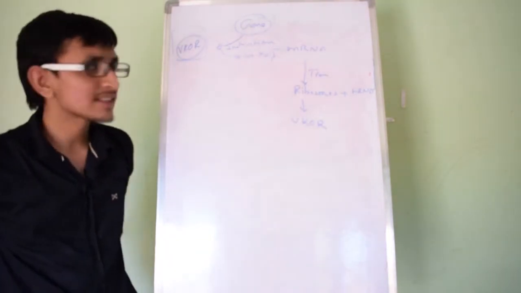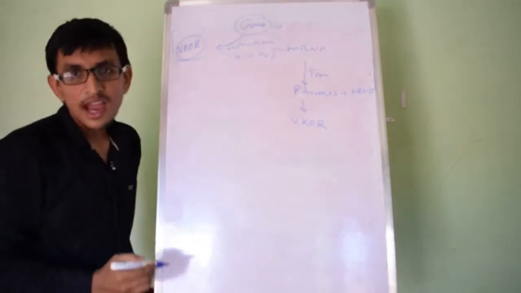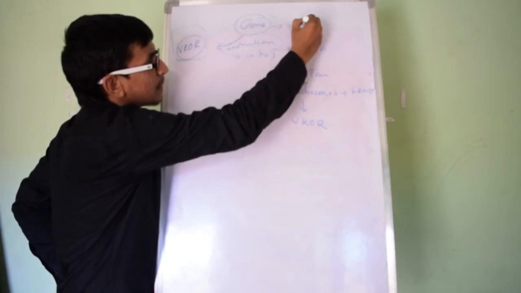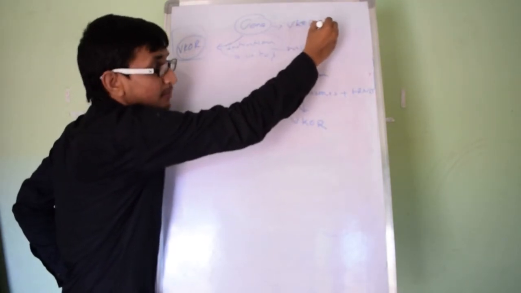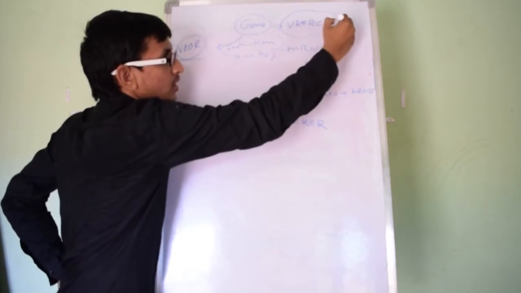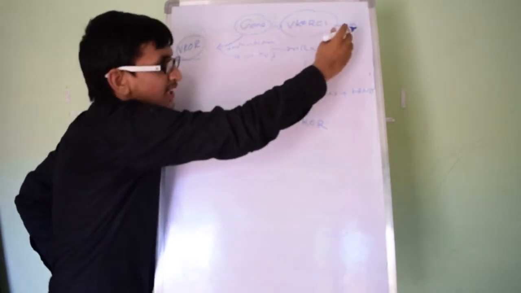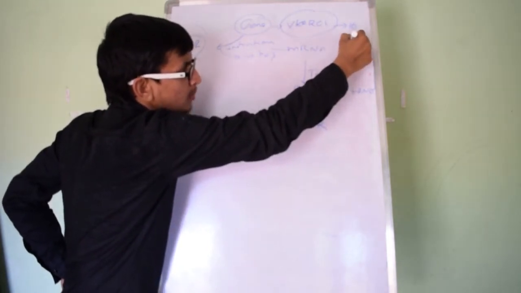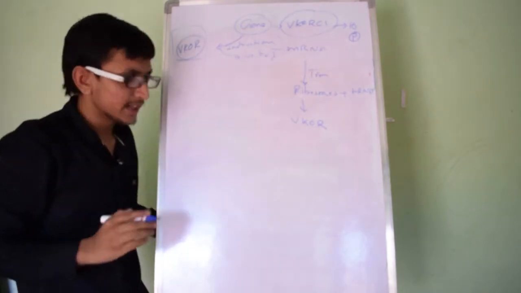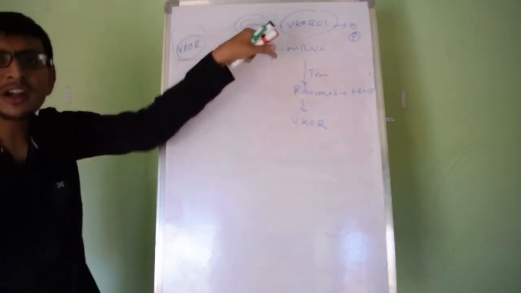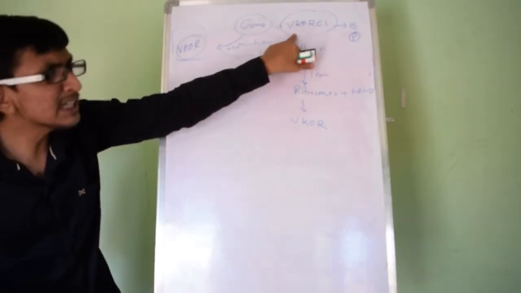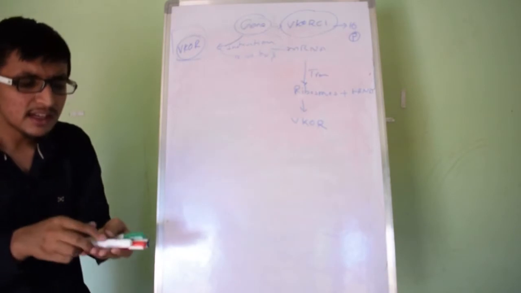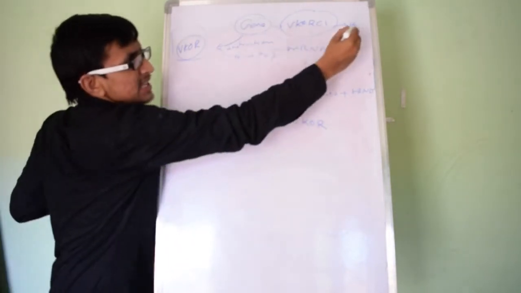The question that comes here is, what is this gene, and where is this gene present? This gene is called vitamin K epoxide reductase complex subunit 1, and it is present on the 16th chromosome. Specifically, it is present on the short arm of the 16th chromosome. Again, what is that gene? That gene is called vitamin K epoxide reductase complex subunit 1. And where is it present? On the 16th chromosome.